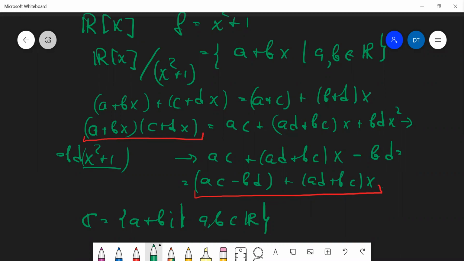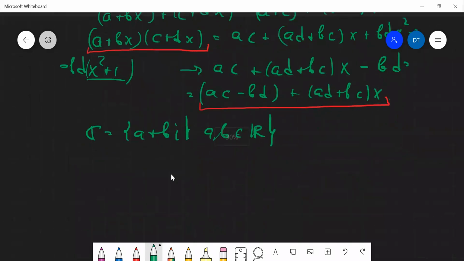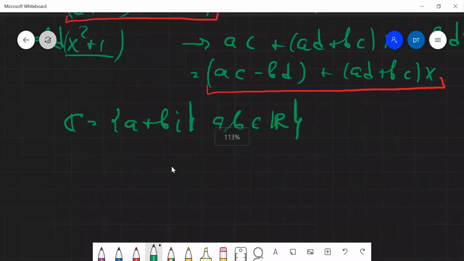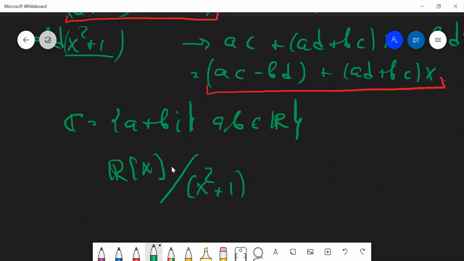And there is even a way to establish an isomorphism explicitly. If I take R[x] over x squared plus 1 and C, I can map a plus bx to a plus bi, and one can check that this map is a bijective homomorphism.